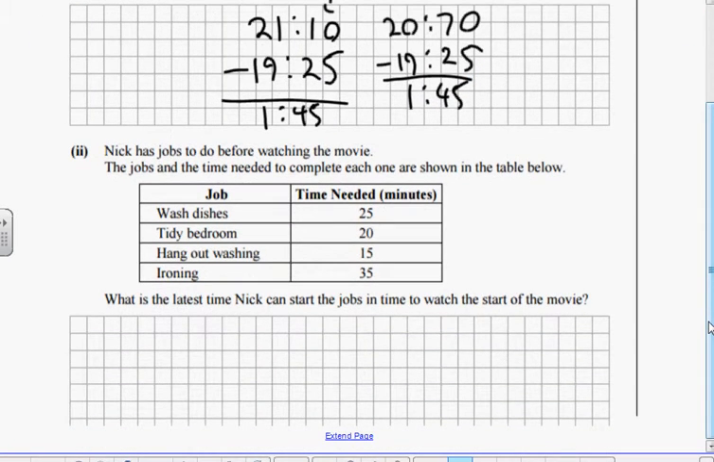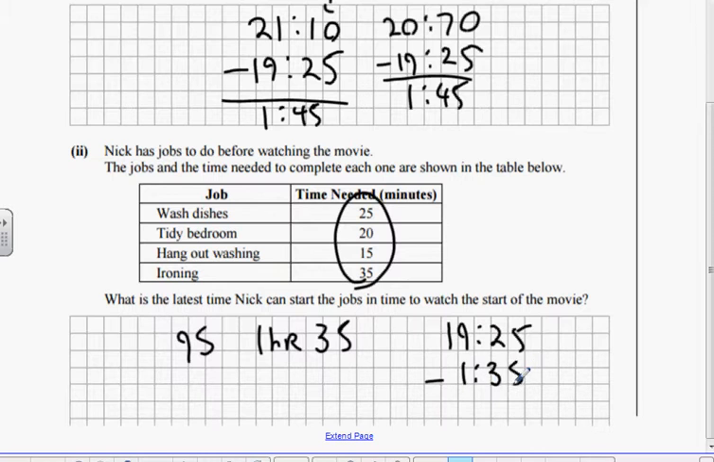Now, Nick has a couple of jobs to do. What's the minutes when you add all them up? How many minutes did you get? It was 95, which is 1 hour and 35. What time does the movie start at again? 19:25 minus 1:35? 17:50. Okay, 17:50. Everybody get that?